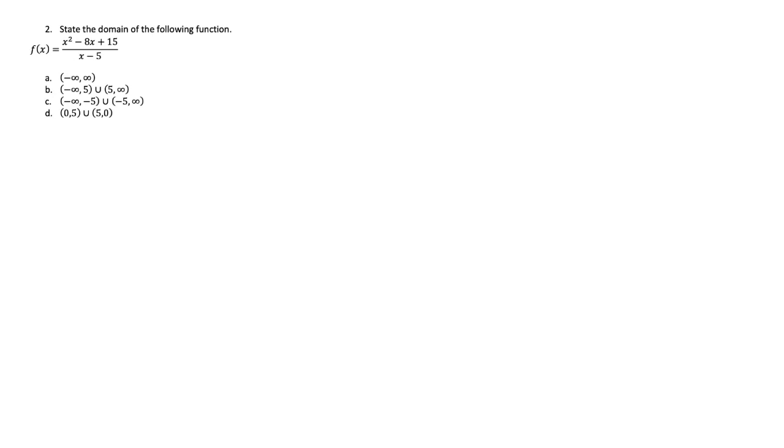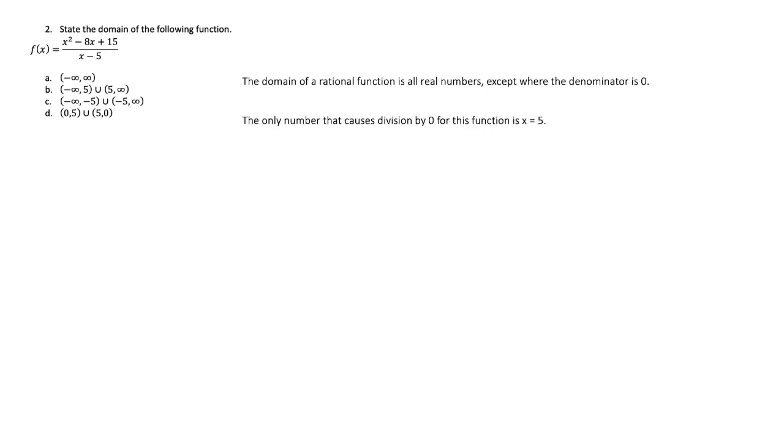State the domain of the following function. The domain of a rational function is all real numbers except where the denominator is 0. The only number that causes division by 0 for this function is x = 5. So the domain then is the open interval from -∞ to 5 union with the interval from 5 to infinity.